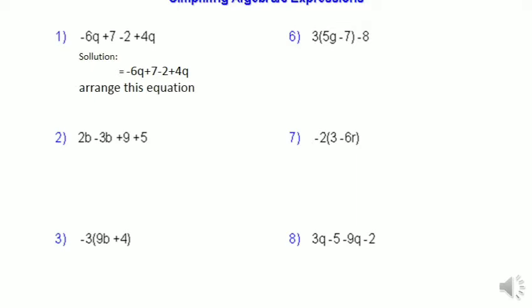Now question number 1 is minus 6q plus 7 minus 2 plus 4q. So question number 7, we will write the question first, and I have written it: minus 6q plus 7 minus 2 plus 4q. Here I have written "arrange this equation." What does that mean? It means to arrange it.